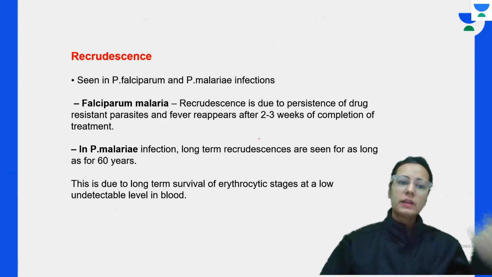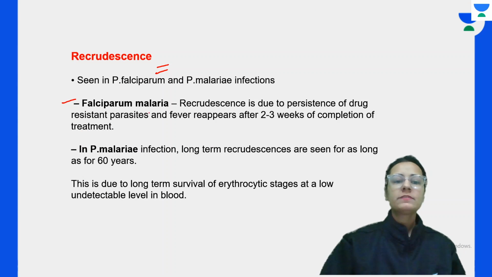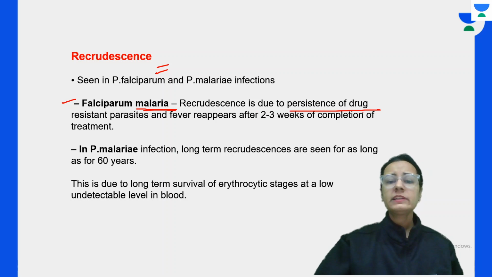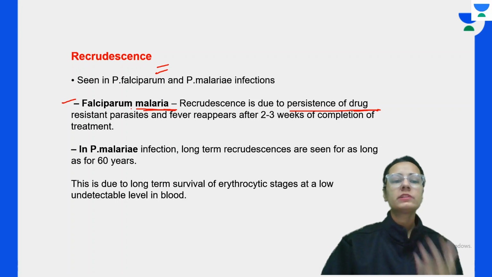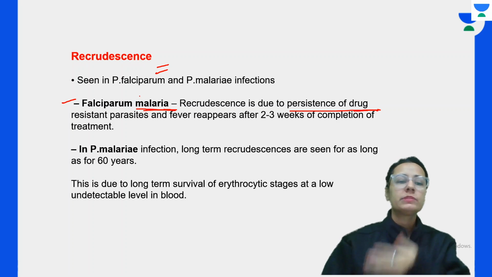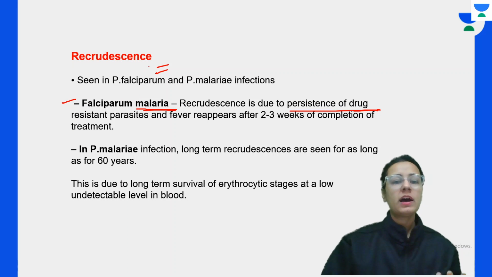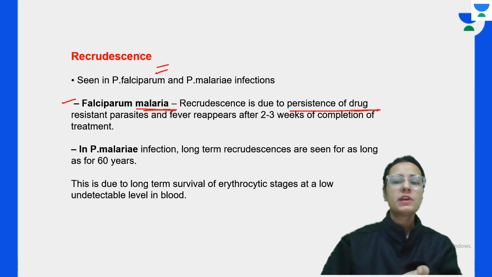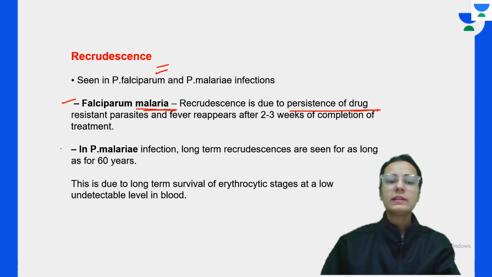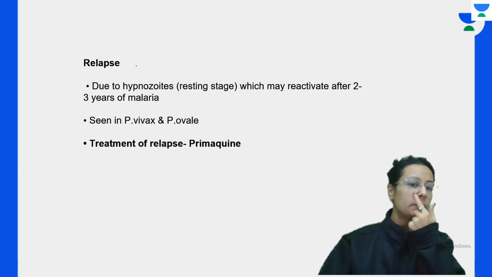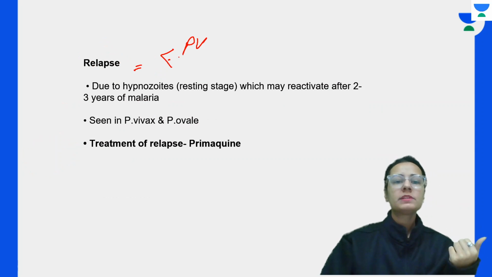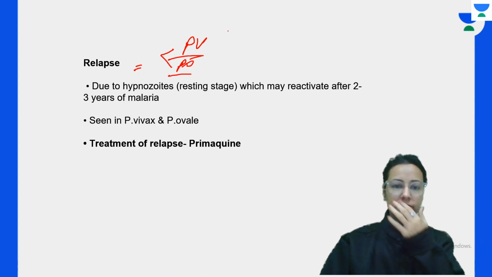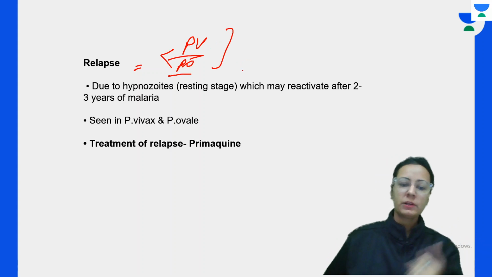Now, recurrent disease. Recurrence is due to persistence of the parasite. We have recurrences in Plasmodium falciparum as well as malariae. In falciparum, it is due to drug-resistant parasites that persist even after completion of treatment, and in malariae, it is due to the long survival of the erythrocytic stage, which is not detected in the blood. Then we have relapse. We have relapse in vivax and ovale, and the treatment we give for relapse is primaquine.